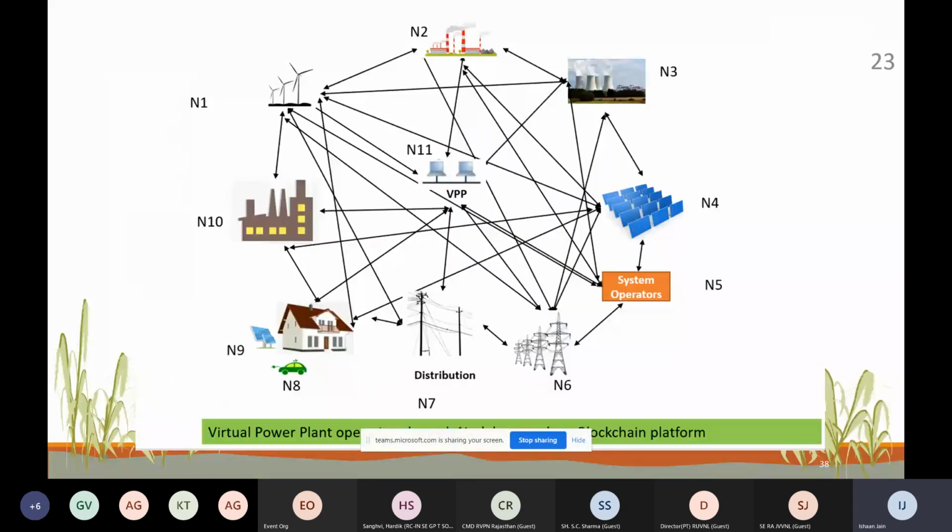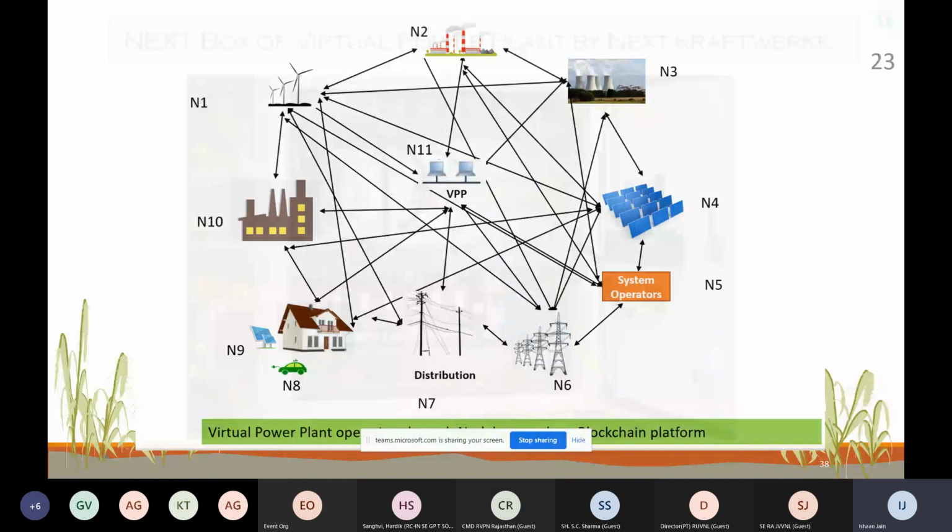You can assume this earlier, and in this slide in totality we are not giving the names, we are considering all of these as nodes basically. So whatever is connected to the virtual power plant or the grid are nodes in this particular blockchain language. System operators are also there, everybody is there, but they all represent a node.